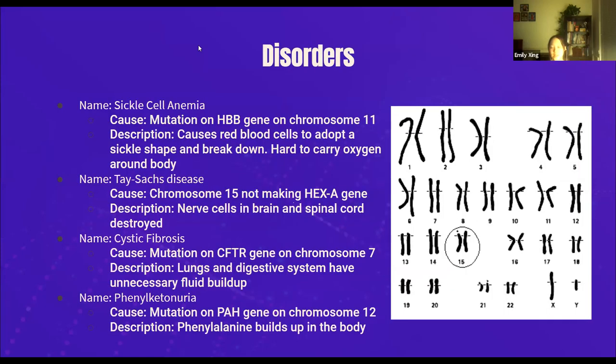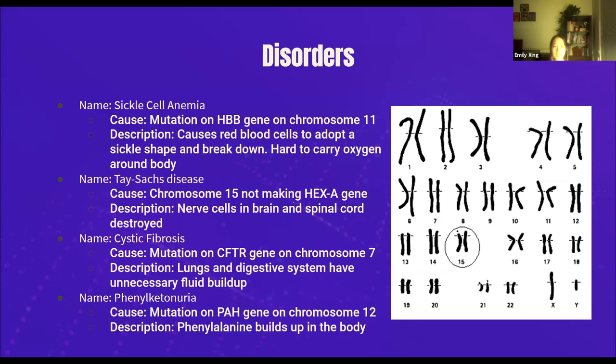Sickle cell anemia, as you probably know, is when your red blood cells turn a weird shape, so they can't carry oxygen around properly. It can get really dangerous. It's caused by a point mutation, if you remember what that is, which is basically just one of the nucleotides getting changed, and it's on chromosome pair 11. So it causes red blood cells to adopt a weird shape and break down.